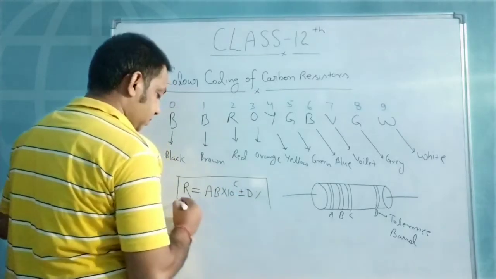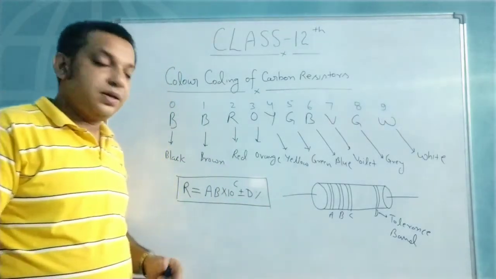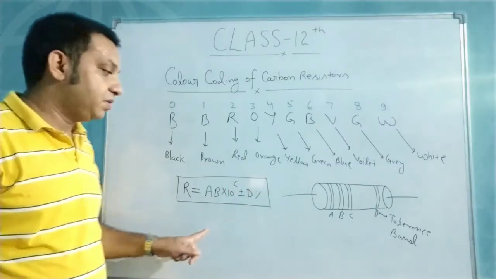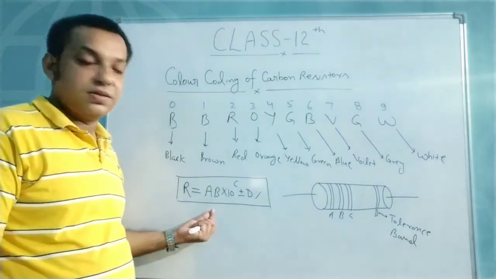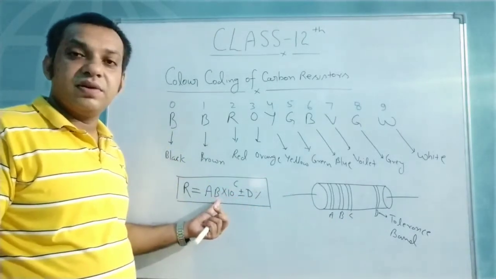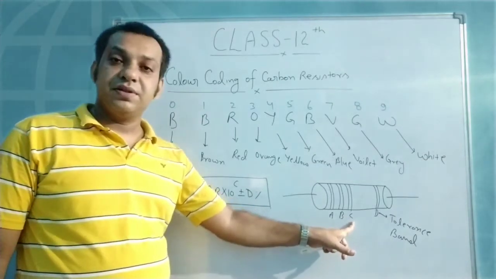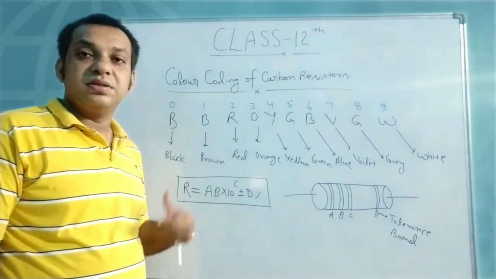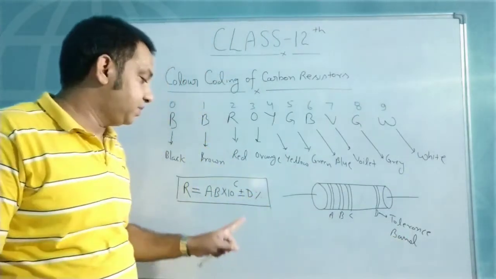So this is the form. You can write R is equal to AB into 10 to the power C plus minus D%. That means the first color band A represents the first significant figure of the resistance. The second color band, which is B, corresponds to the second significant figure of the rating of the resistor. And the third color band, which is C, is basically the index of the 10, that will give the power of the 10. And the last one is called the tolerance band, which is the D.